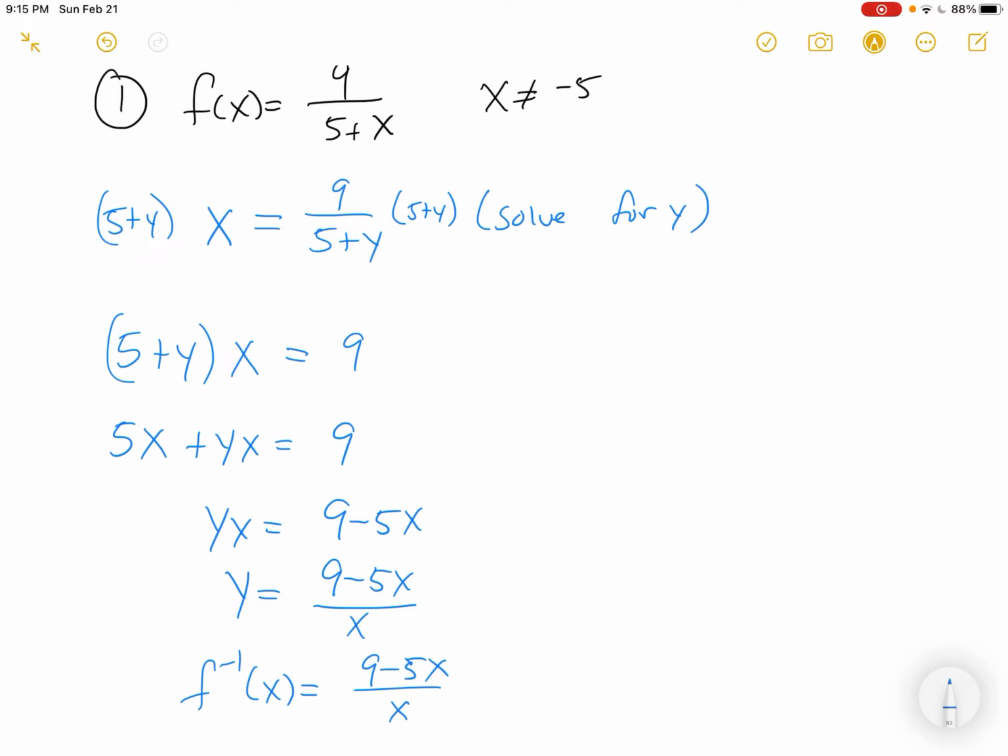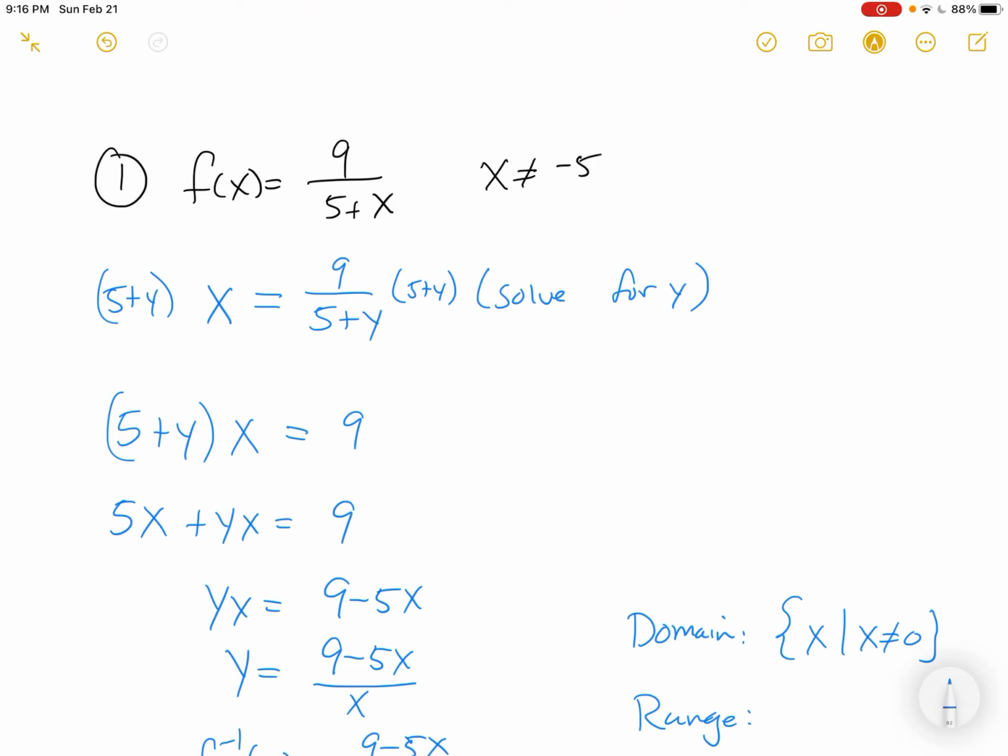They'll want you to find it. No problem, we got it. Now we want to find the domain. Let's just look at this function. What's its domain? It's the set of all reals except 0, so the set of all x such that x does not equal 0. You can just see that. Any other x would be fine for f inverse of x. What's the range? The range might be hard for you to see, but it's the domain of f. The range has to be the set of all x such that x does not equal negative 5.